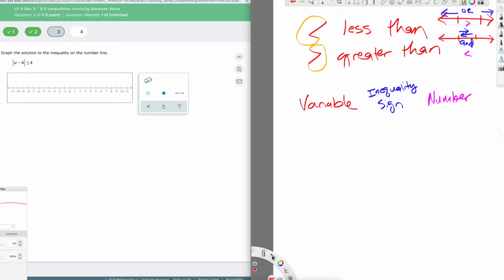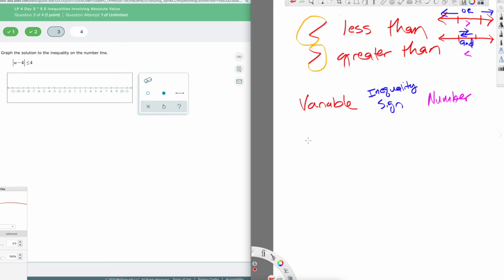Okay, so graph the solution to the inequality on the number line. So now I can see I'm getting a little bit more advanced here. There's a -4 inside of here, which tells me that the midpoint is no longer 0. I'm actually moving from another point on the line. I'm still moving 4 units from that number, but the midpoint is no longer 0. It's going to be away from 0.